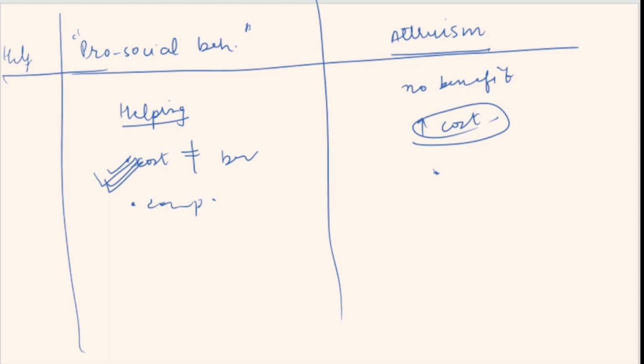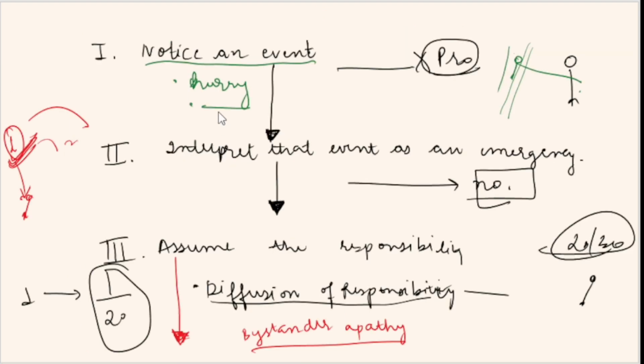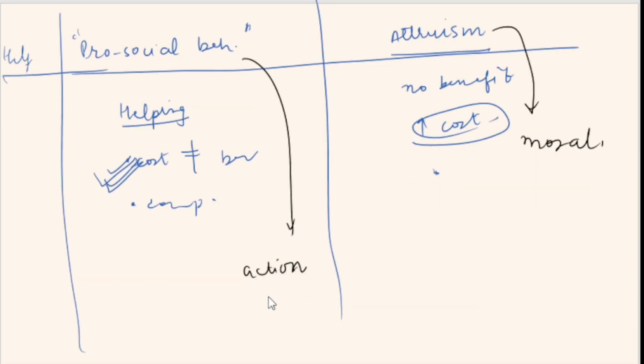Look, pro-social behavior is an action that you are indulging into. Okay? It is not your thinking or whatever. Altruism is more related to the moral aspect of us. But pro-social behavior is an action. For example, if there is a person who did not notice an event, so they did not indulge into the pro-social behavior. Pro-social behavior are all the actions which are intended towards helping the other person. Whereas altruism is a moral aspect.